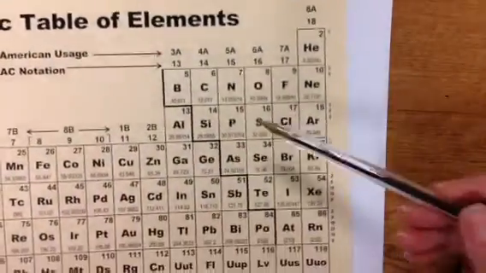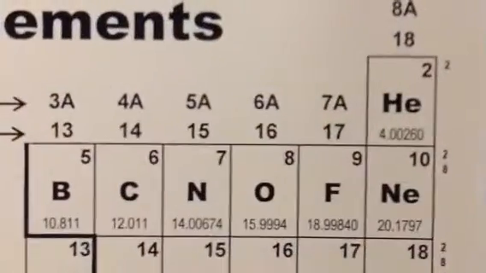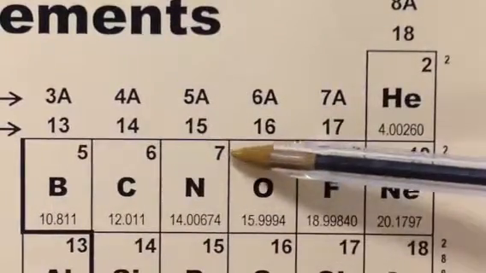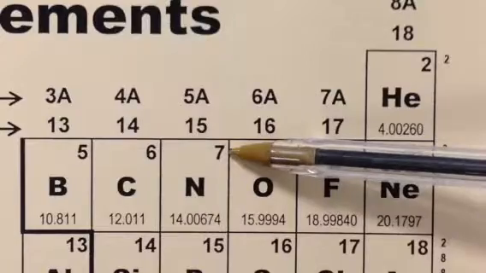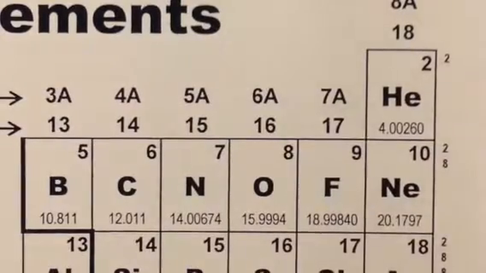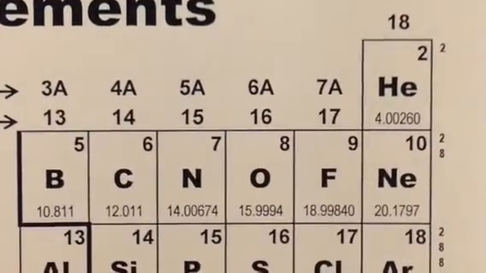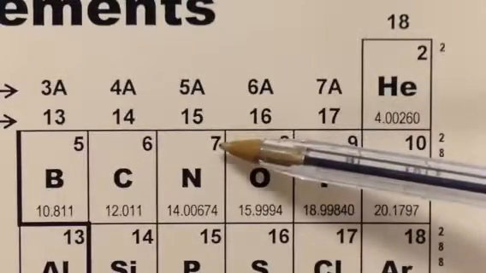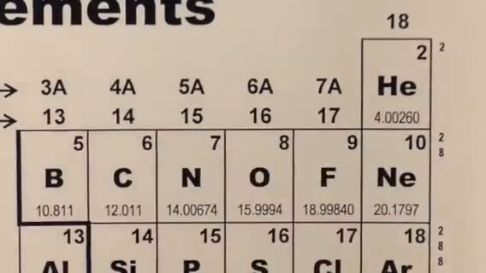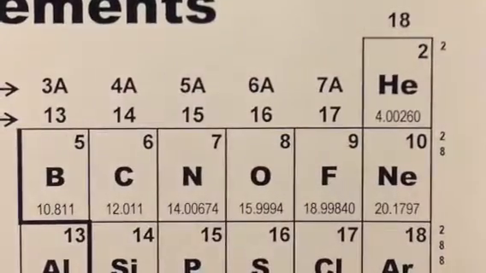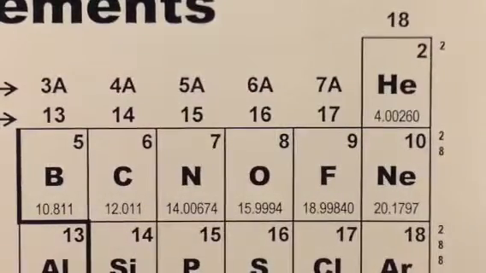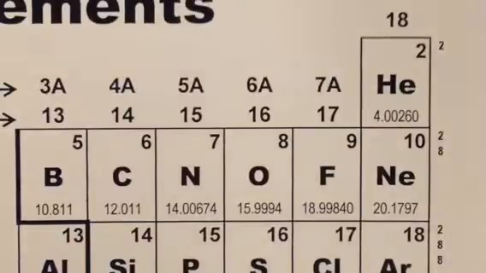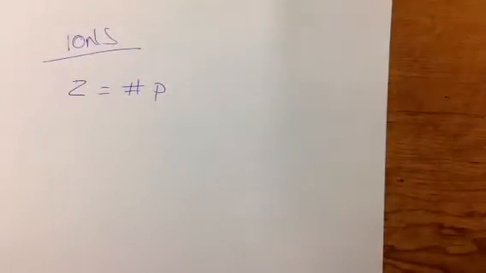For example, here we have nitrogen. We zoom in, and we can see nitrogen has an atomic number of 7, which means it contains 7 protons. Now, if the atom is neutral, it must have an equal number of electrons. So nitrogen has 7 electrons when it is a neutral atom. When it forms an ion, it does so by gaining or losing electrons.